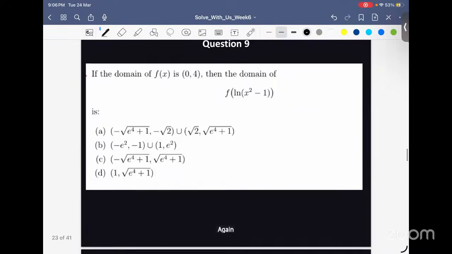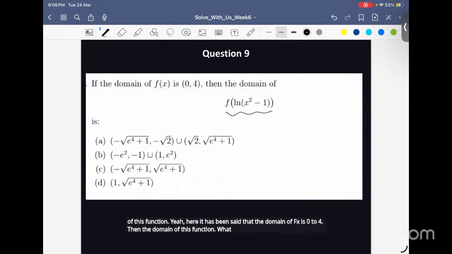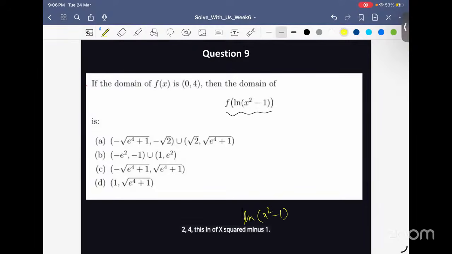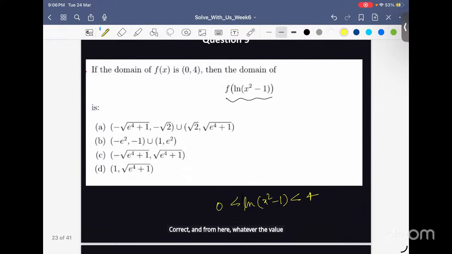Again, a similar question: you have to calculate the domain of this function. Here it has been said that the domain of f(x) is 0 to 4. Then what is the domain of this function? What should I do? This ln of x square minus 1 should lie between 0 to 4. From here, whatever values of x you get will be the answer.